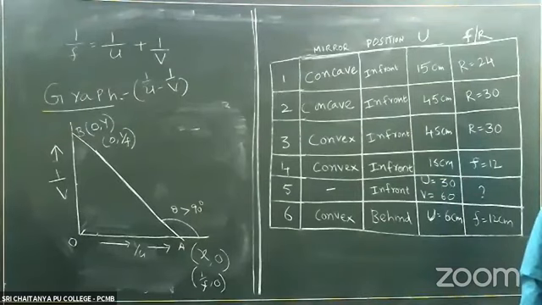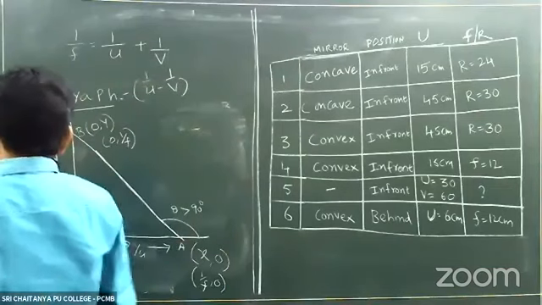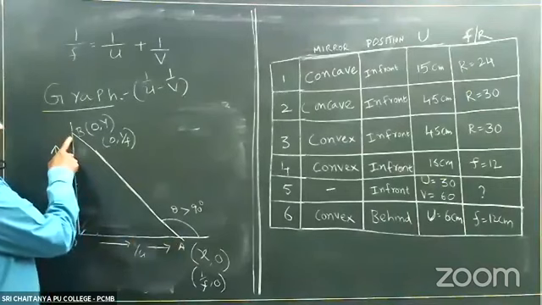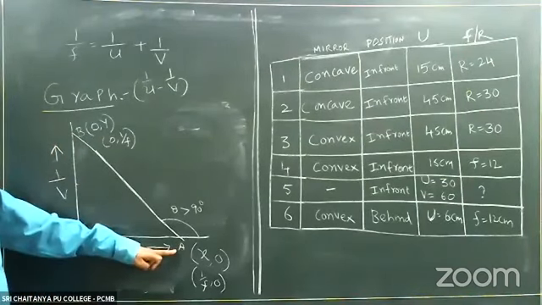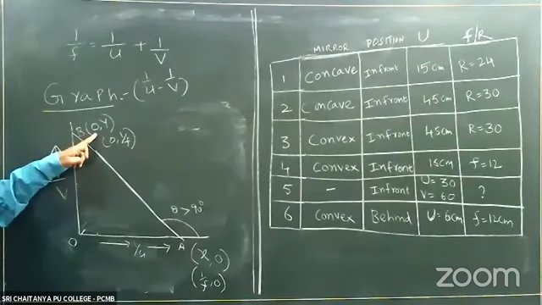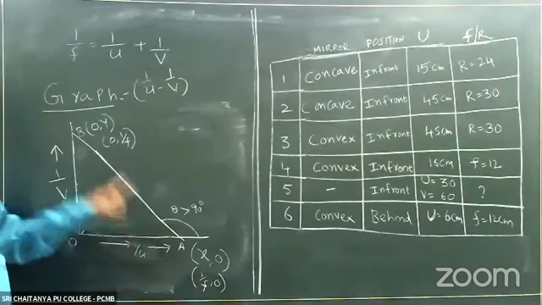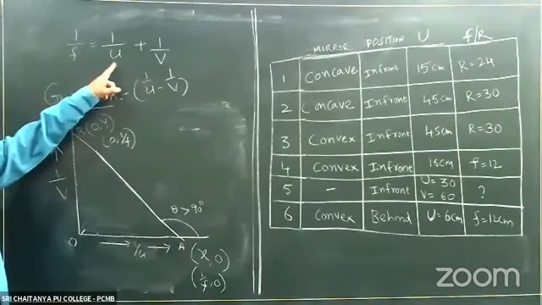Slope is negative. Extend the line. On the x-axis, it will intersect at point A. On the y-axis, it will intersect at point B. What are the coordinates of A? (x, 0). Along the x-axis, the y coordinate is 0. Along the y-axis, the x coordinate is 0. Find the coordinates of A and B by substituting in the main formula, the mirror formula.